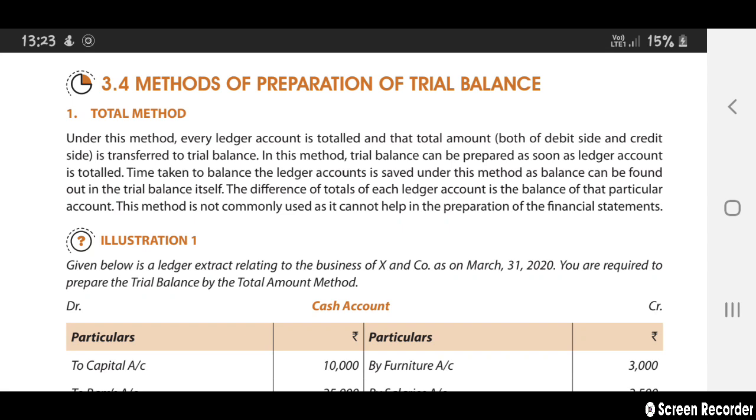But still, it is a method, the total method. It is our duty to give you this information, as you have taken up chartered accountancy and should know everything. For that purpose they have kept this information.